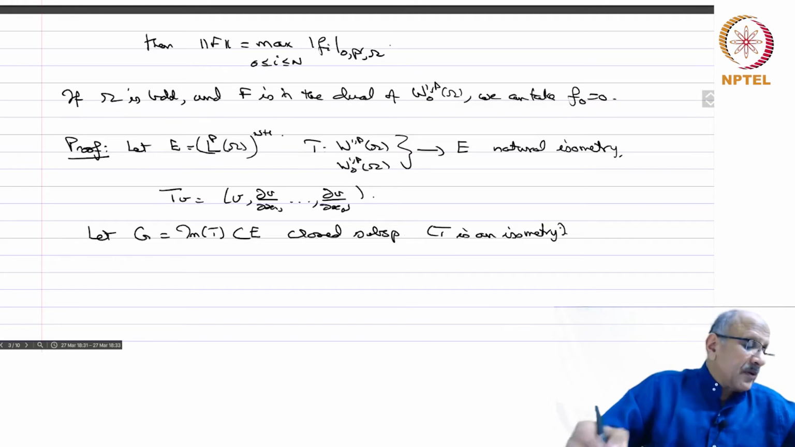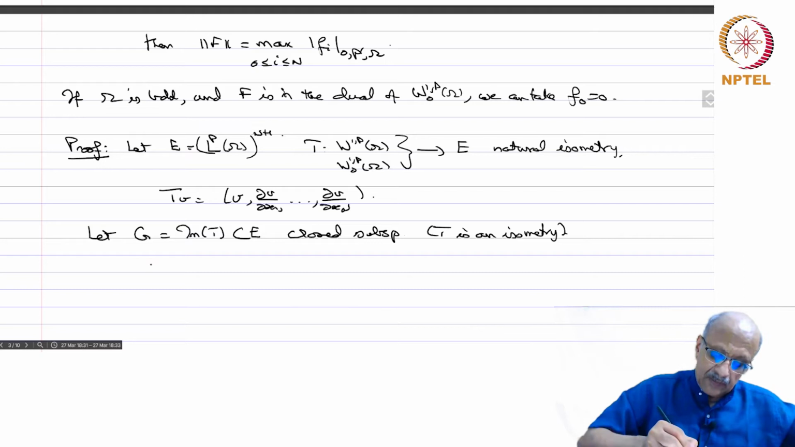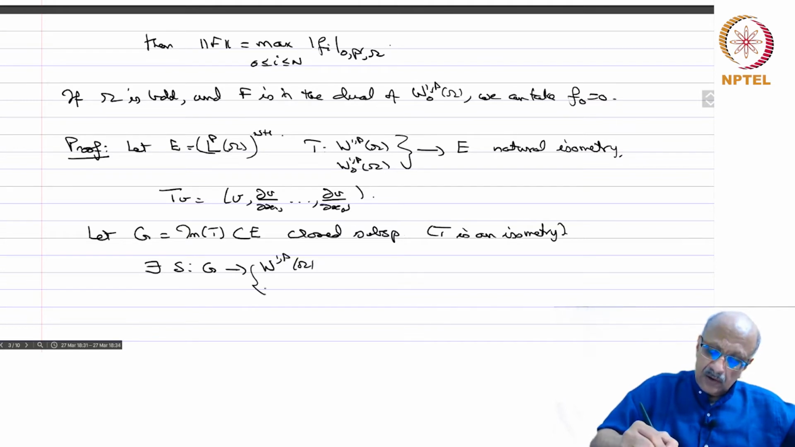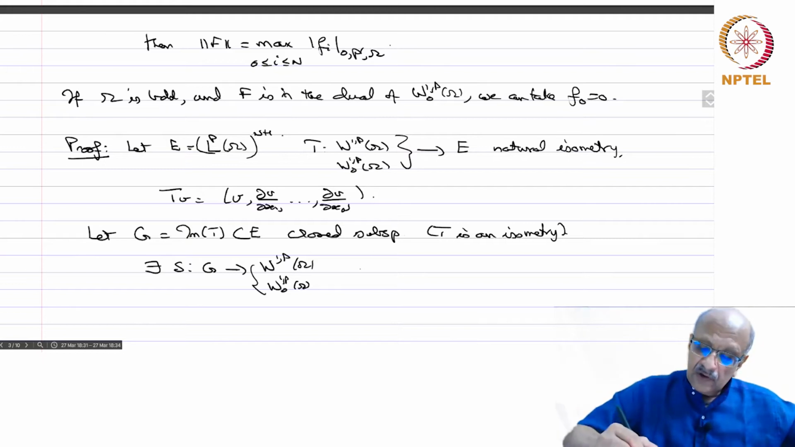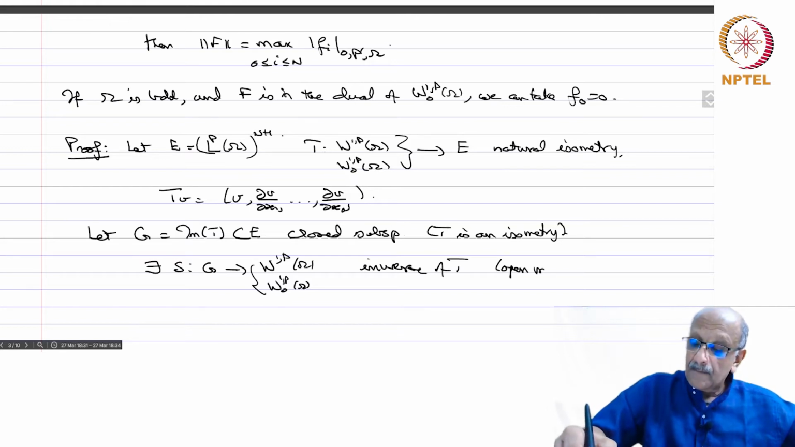A closed subspace of a Banach space is also Banach, and therefore by the open mapping theorem there exists an S from G to W^{1,p}(omega) or W^{1,p}_0(omega), the inverse of T. So this is the open mapping theorem.